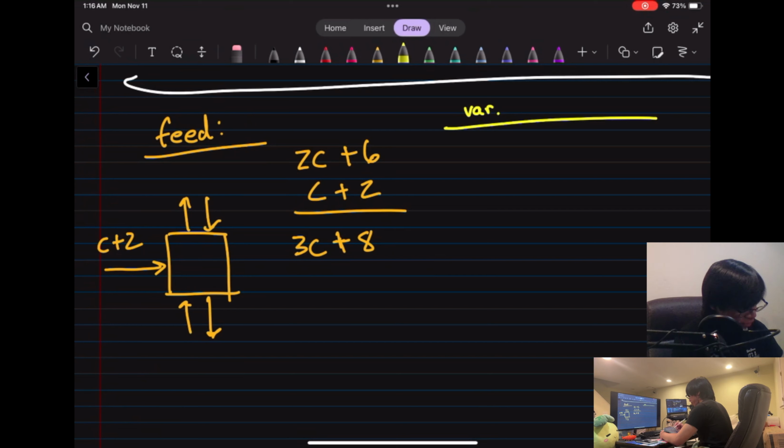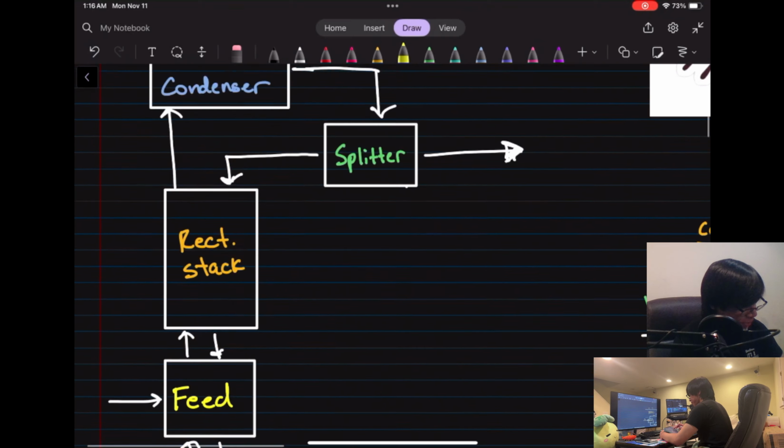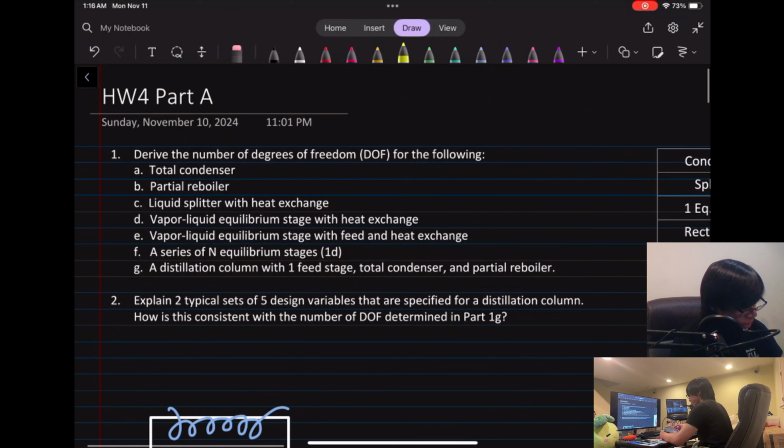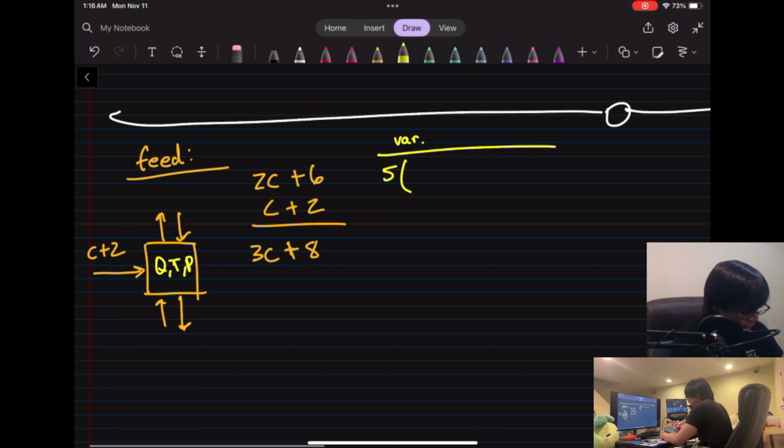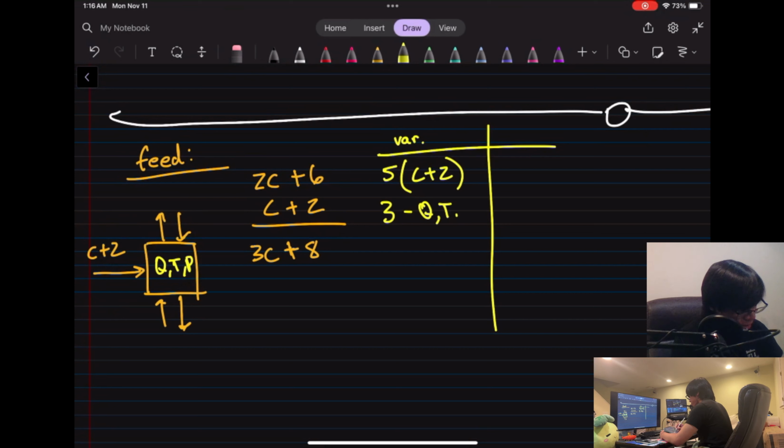As usual, now we have 5 streams. Again, we're adding one inlet stream. That's the only difference. And this is still a vapor liquid equilibrium stage with feed and heat exchange, with the heat exchange denoted by Q. Once again, C plus 2 flow rates, temperature, and pressure for each of the 5 streams this time. And then we have 3 for our heating, temperature, and our pressure.